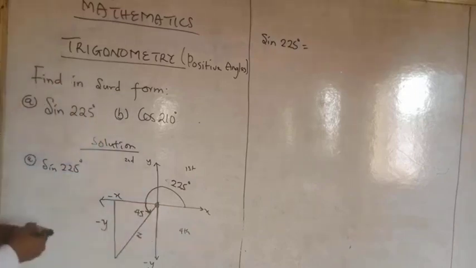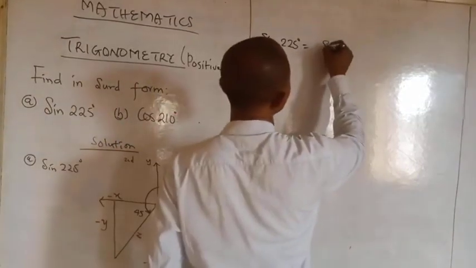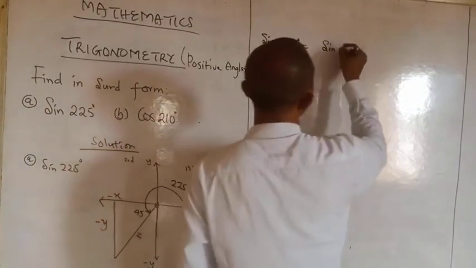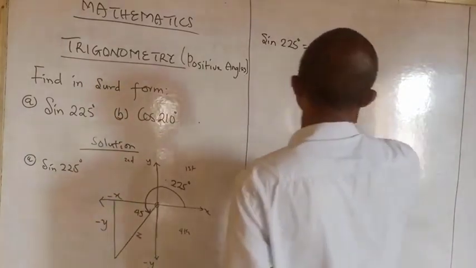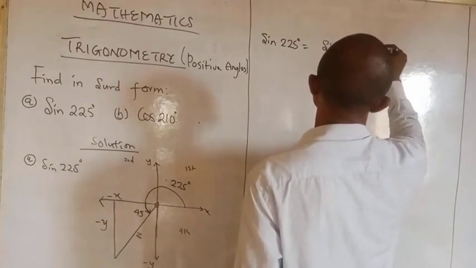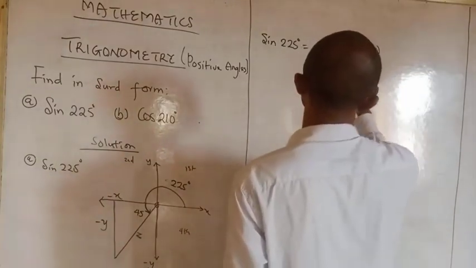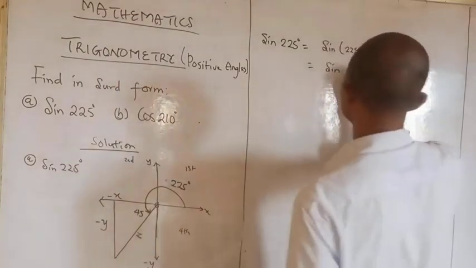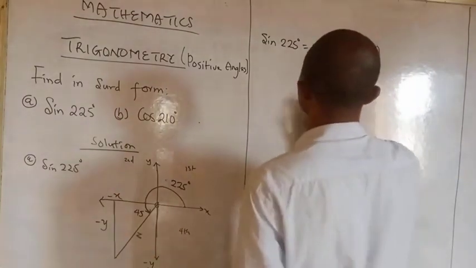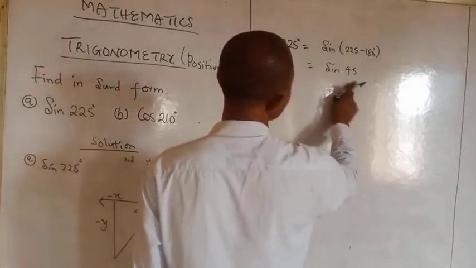So I can say that sine 225 is the same thing as sine, open bracket, 225 minus 180 degrees, which is the same thing as sine 225 minus 180. That's to give us 45. So sine 225 is the same thing as sine 45.